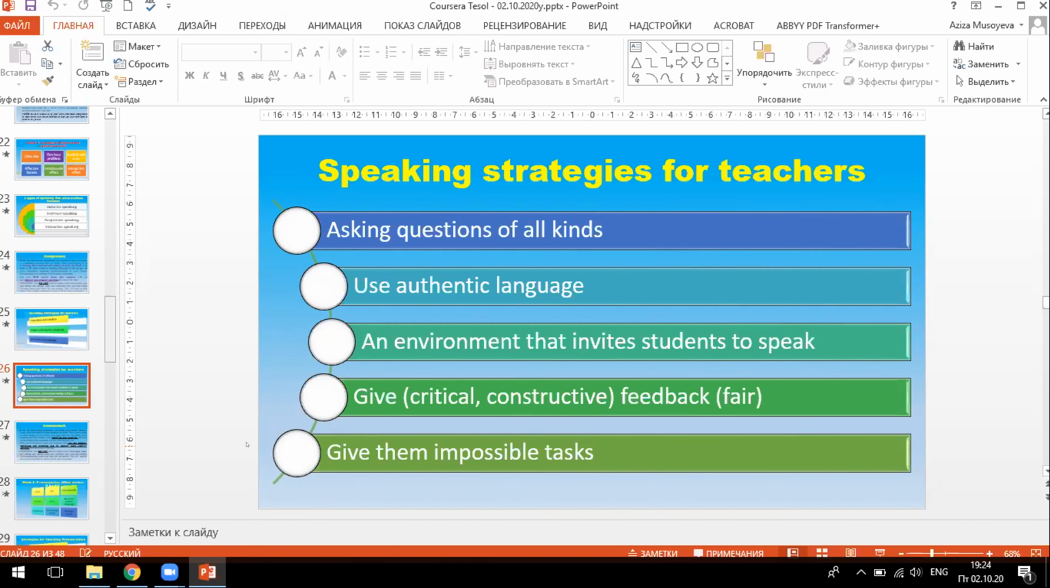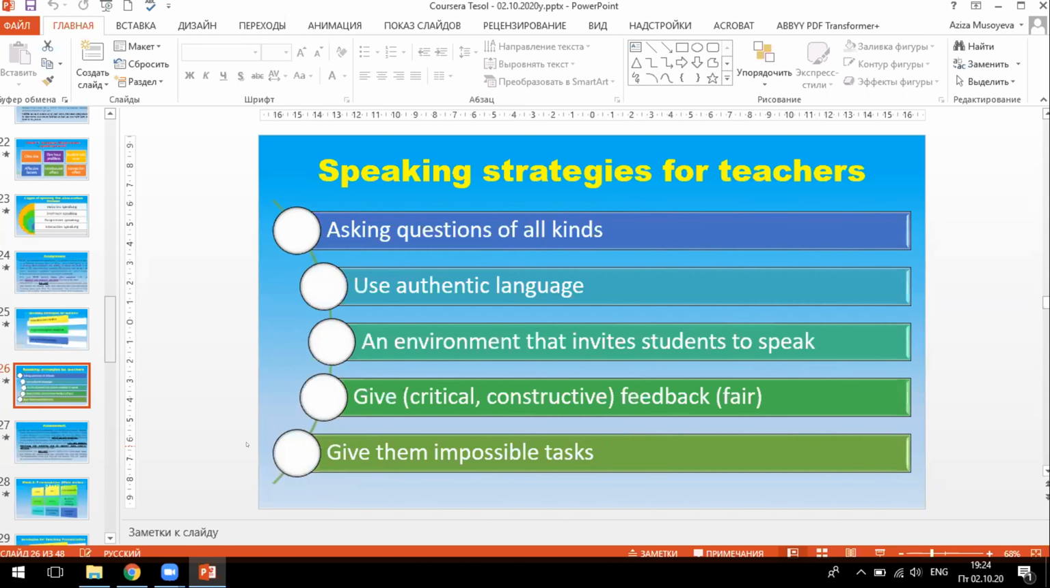And use authentic language, meaning the language that they use in their real life. For example, if you talk about cosmos, or some very technical things, it can be difficult for them. That's why teachers, I think, should use more authentic language, and an environment that invites students to speak. As a teacher, we need to create an environment in which students want to speak.